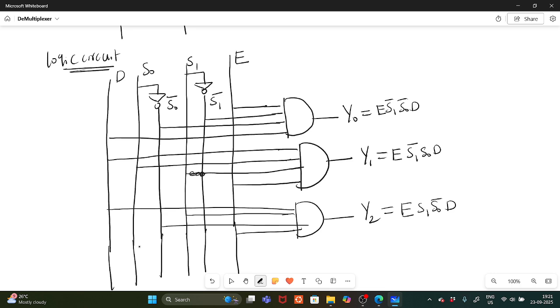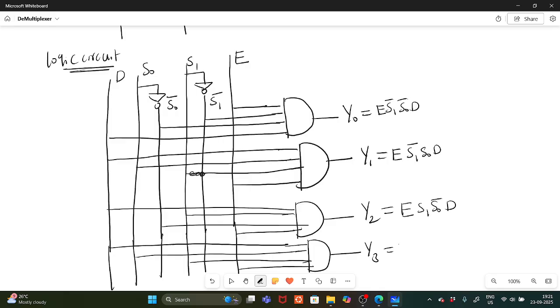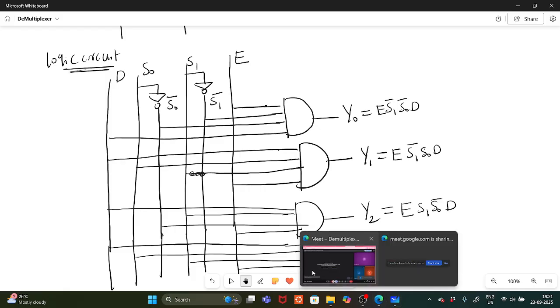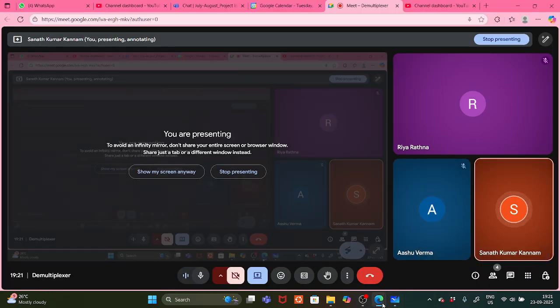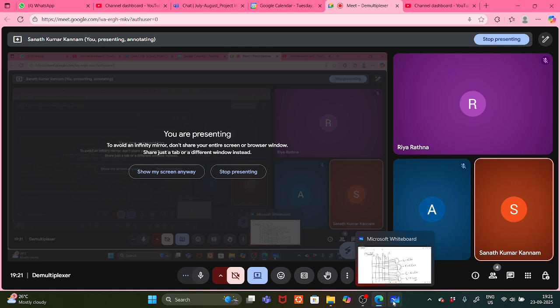Y3. What is Y3? D, S1, S0, and E, connected with an AND gate. Y3 equals enable S1 S0 D. This is a 1 cross 4 demux. Is there any doubt in this? Should I move forward? Yes.